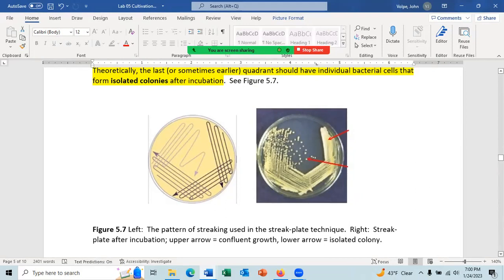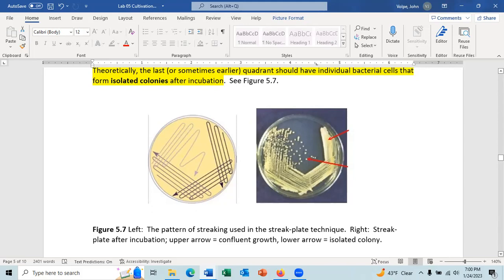I suppose I should mention how you do that. So let me explain. We're going to pretend this is a loop, and this will be my plate. What you do is you pick up your bacteria from your stock culture, and then you streak your bacteria in sector 1. So you sterilize the loop, pick up the bacteria, and then streak it in sector 1.